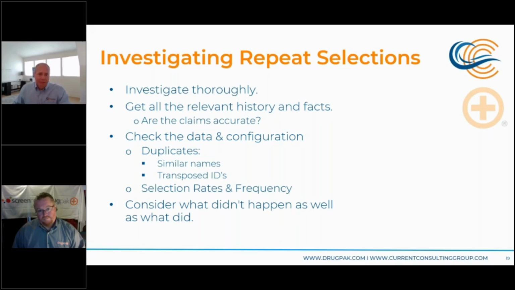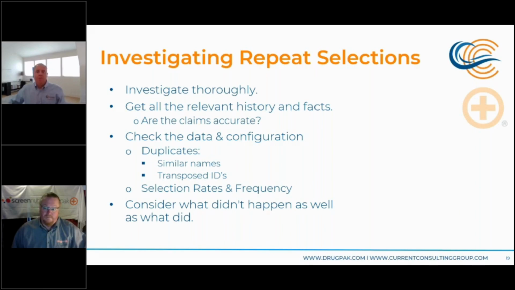So the first thing to do is to investigate. It's okay to go back and ping your defenses, take a look at what happened, and get all the relevant history and facts. With that, check the data and the configuration. Had something happened, we would have done that as well. Look at how many times the pool had been updated. Were we getting monthly updates like we should have been, and were we pulling the right numbers?